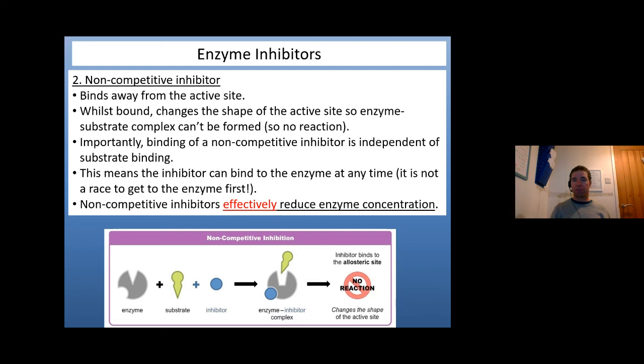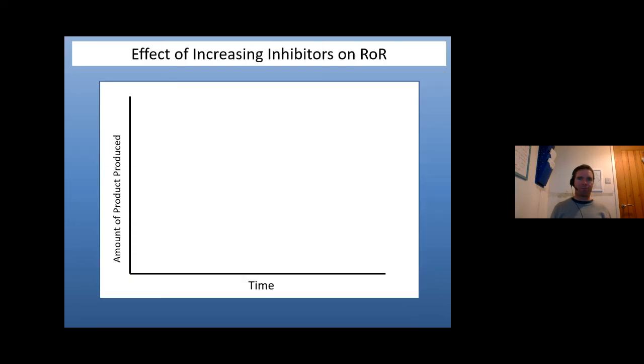Now that's different to reducing enzyme concentration, because it does not change the number of enzyme molecules. But having a non-competitive inhibitor, and having a proportion of enzyme bound with non-competitive inhibitor at any one time, effectively reduces enzyme concentration, meaning it has the same effect as if you did reduce enzyme concentration. I'll try and explain that with some diagrams in a moment, and we'll look at the graphs too.